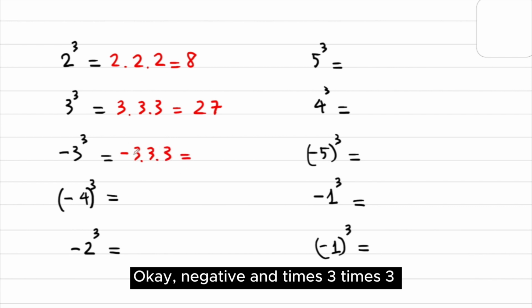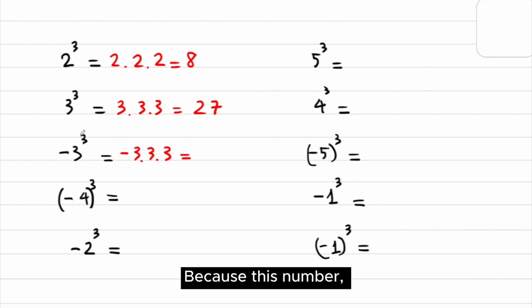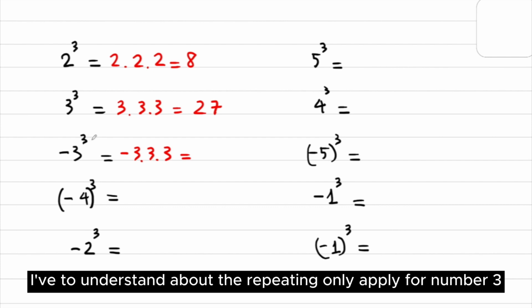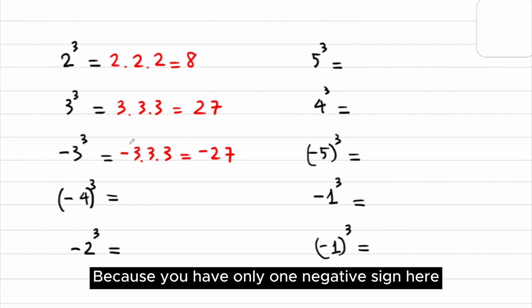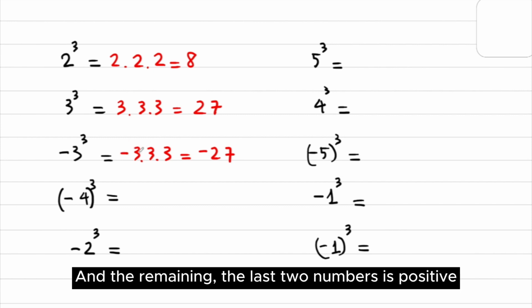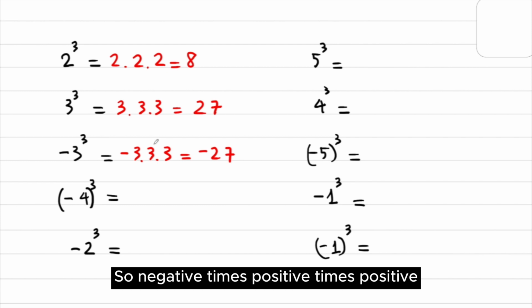Negative, and times 3, because I have to understand that the repeating only applies to the number 3. So negative 27, because you have only one negative sign here, and the last two numbers are positive. So negative times positive, you got negative.